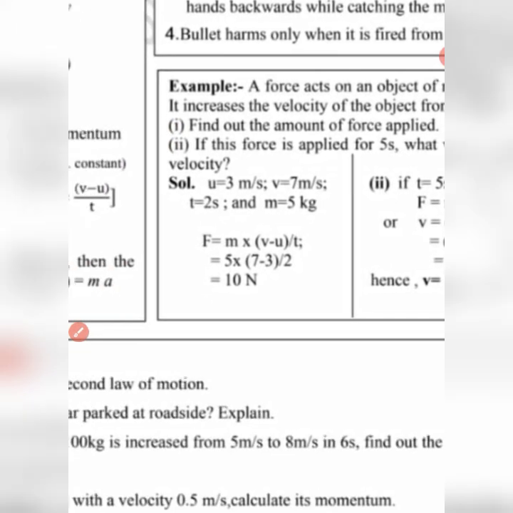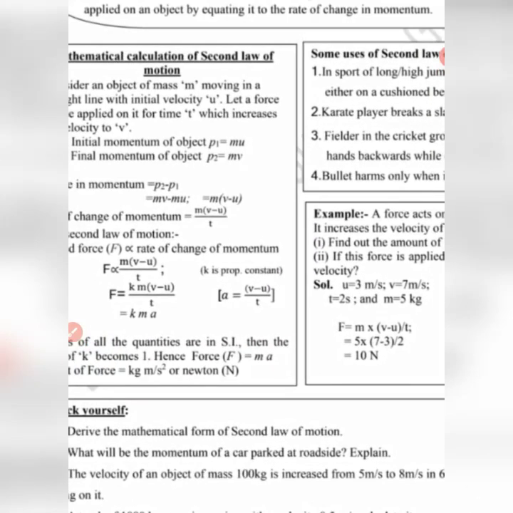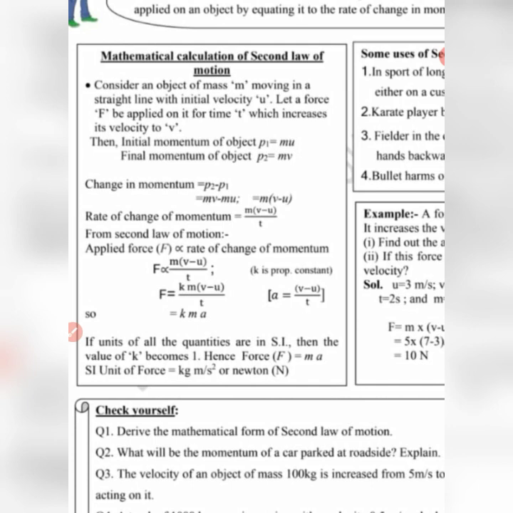Now let us see the question answers. First, derive the mathematical form of second law of motion. So we have just seen here the second law of motion. What will be the momentum of the car parked on roadside? So as the car is parked, it means velocity is 0, so the momentum will be 0.